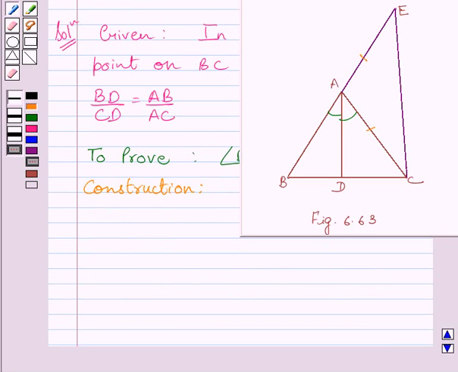Now let us do one construction. Produce AB to E such that AC is equal to AE and join CE.